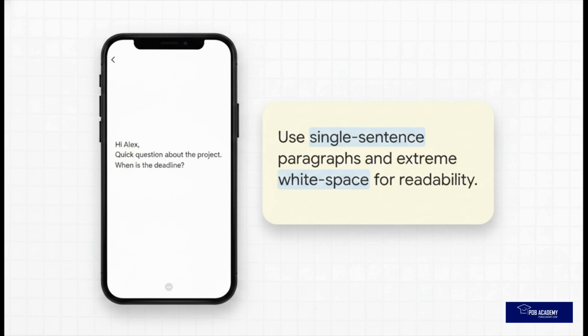But to optimize for the mobile user experience, your automated emails have to follow strict formatting rules. Use single-sentence paragraphs and extreme white space. Seriously, think about it. Over 70% of emails are open on a phone. There is nothing worse than opening an email that looks like a giant, unreadable wall of text. Extreme white space makes it effortless and inviting to scan on a tiny screen.